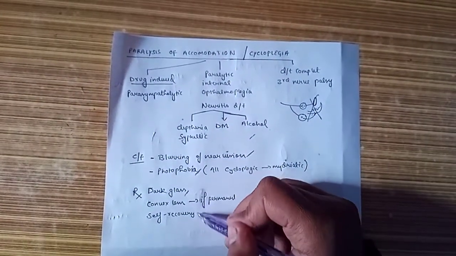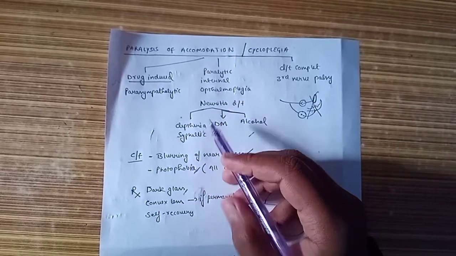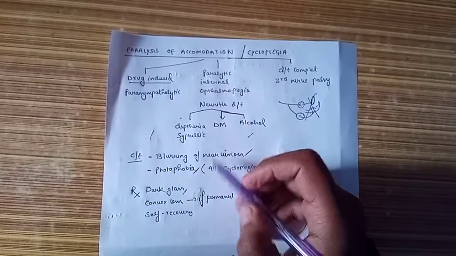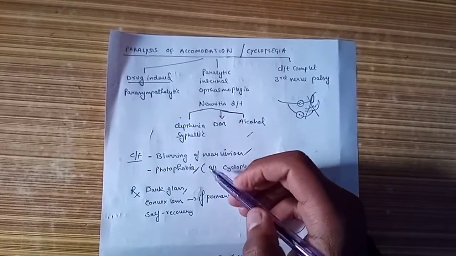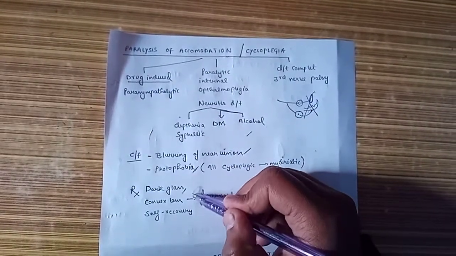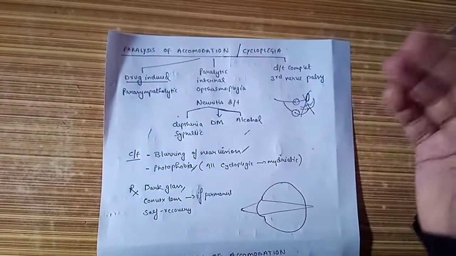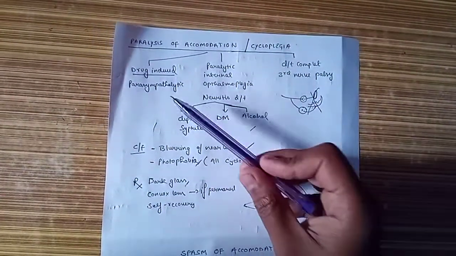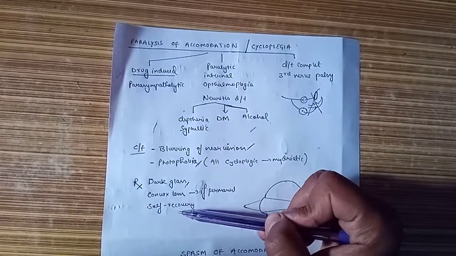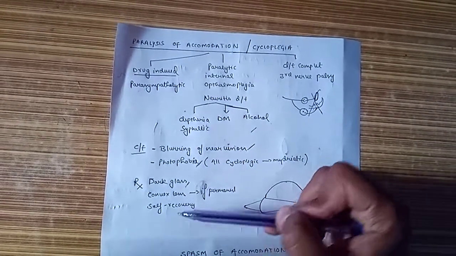and we advise the patient to use dark glasses for photophobia. And if the cycloplegia is permanent, like because of diabetes mellitus or alcohol or syphilis, we give a convex lens to the patient, a convergent lens that will focus the rays of light for the near point. And in the cases of drug induced cycloplegia or diphtheria, the recovery is spontaneous.